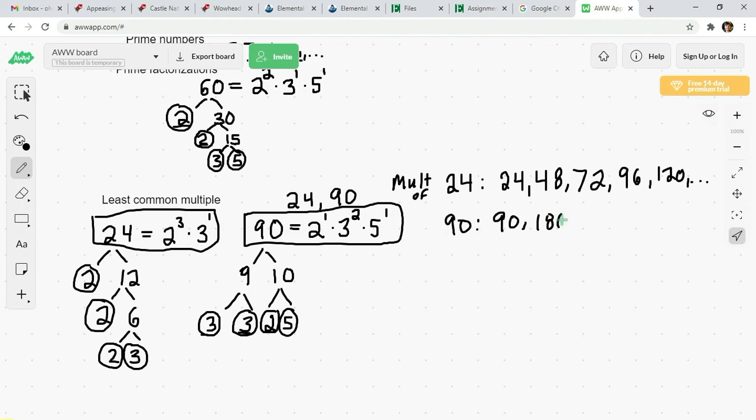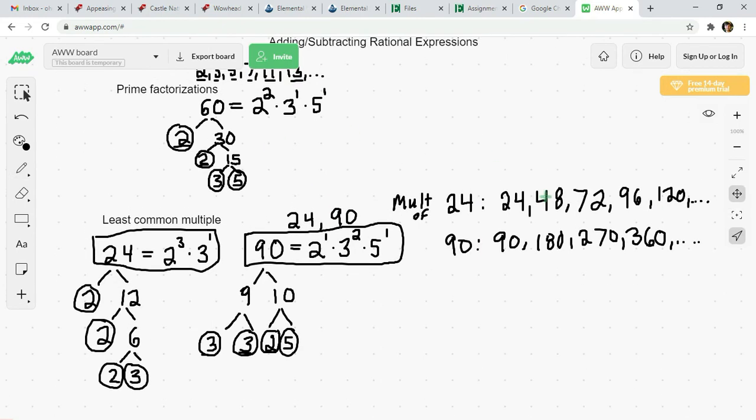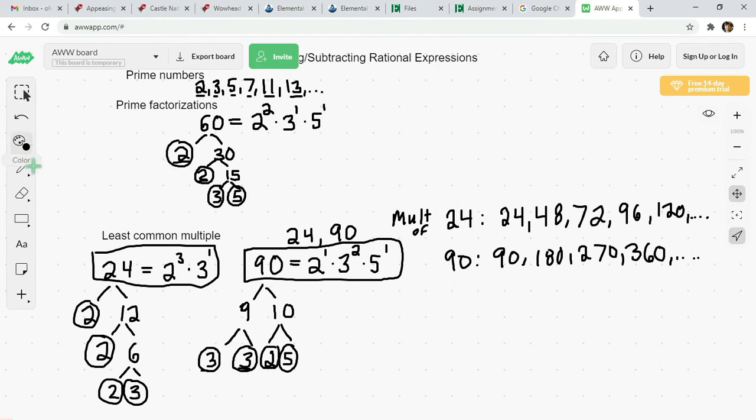90, 180, 270, 360. So at some point these lists are going to overlap one another. And you can see that even though we've gone out somewhat far, we haven't reached a common multiple yet, so we don't know what the least common multiple is using this approach yet. We would have to go out further. But thankfully, there's a way of avoiding this kind of listing process that we went over in class, and it uses prime factorizations. So let's go ahead and do that now.